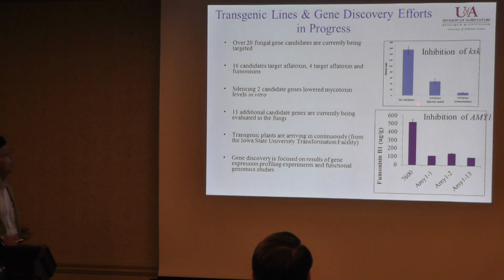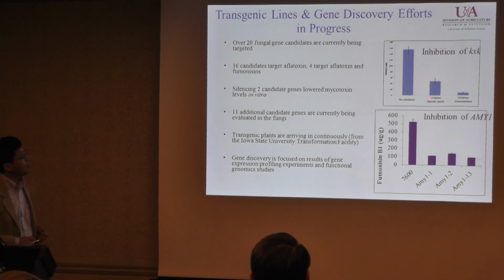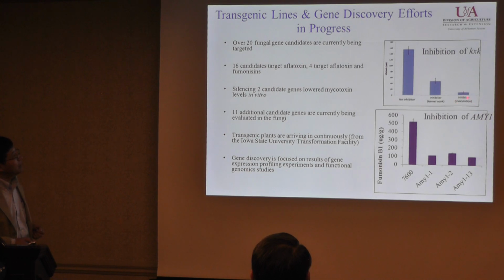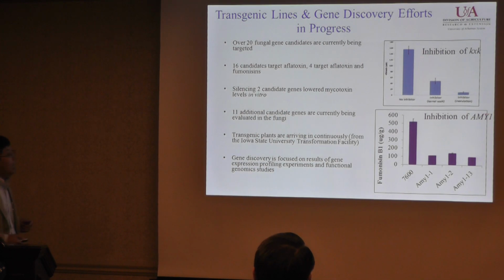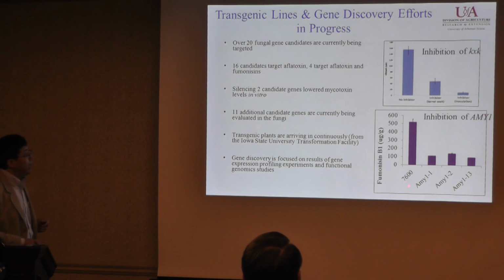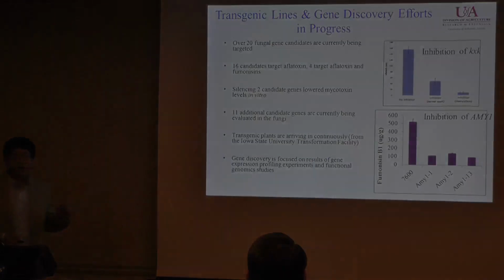Without the inhibitor, this is how much aflatoxin was produced. When you soak the corn with the kinase inhibitor, you see a reduction in toxin production. If you inoculate it with the inhibitor, you can also see significant reductions. The other gene is alpha amylase, and they found that when you inhibit alpha amylase, there's a significant reduction in fumonisin.